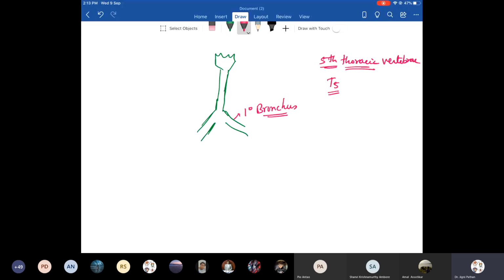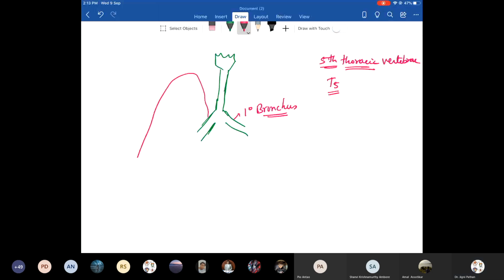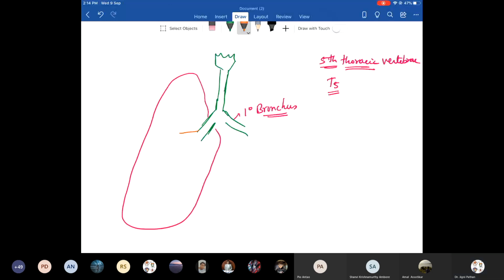Into what did the primary divide? Into secondary. Then, for example, this is the secondary bronchus. Into what will the secondary divide again? Into tertiary. The tertiary bronchus will divide further into terminal. Tertiary will divide into terminal.